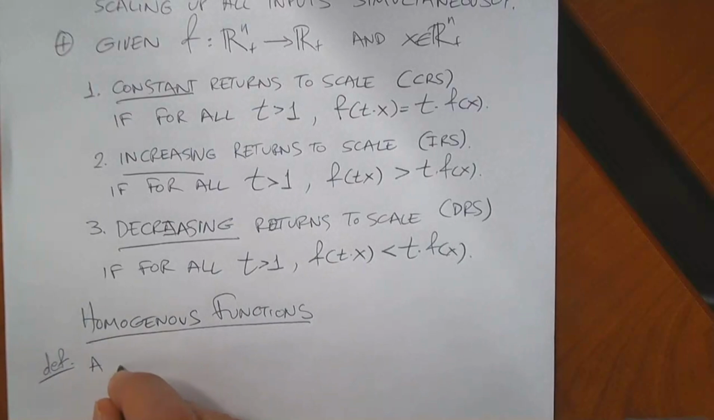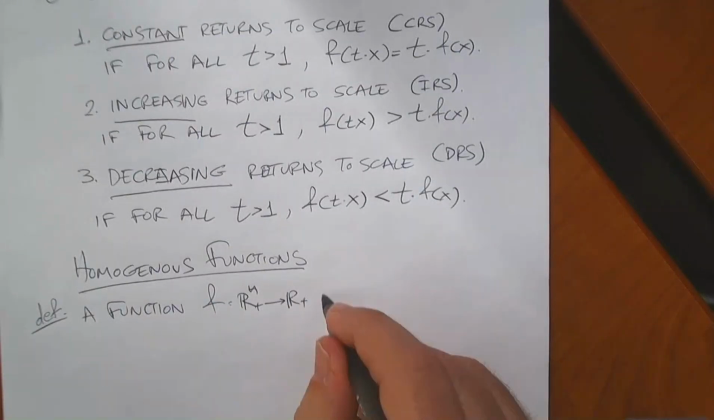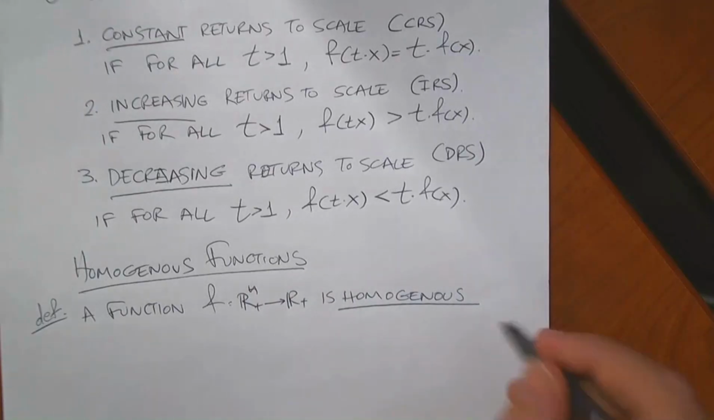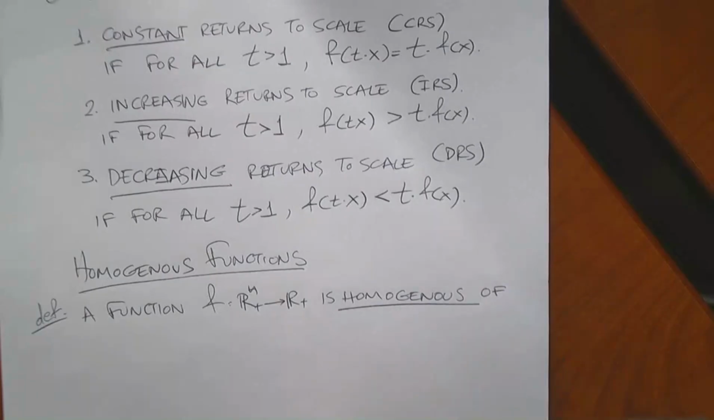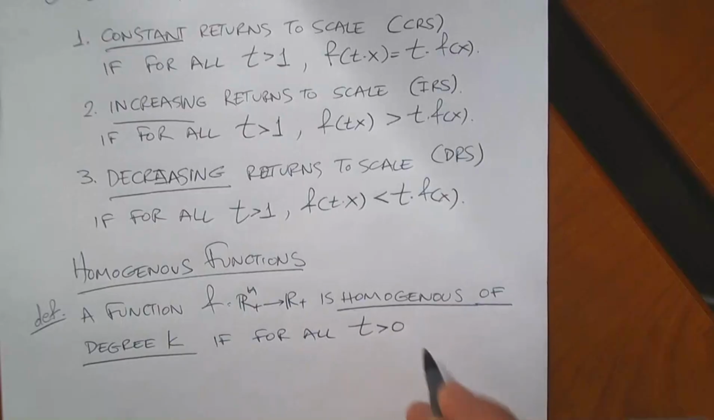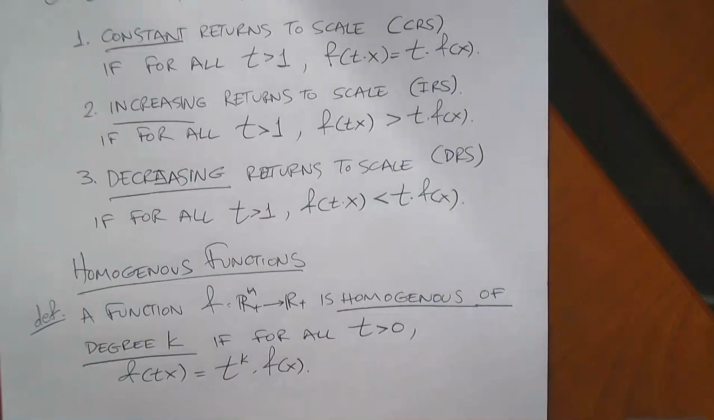A function f, again showing the mapping, it's pretty standard in our case, is called homogeneous of a particular degree, and we're going to say of degree k, if for all t, some parameter greater than 0, f of tx is equal to t to the power of k times f of x. So this one, you'll see how that applies in our case.